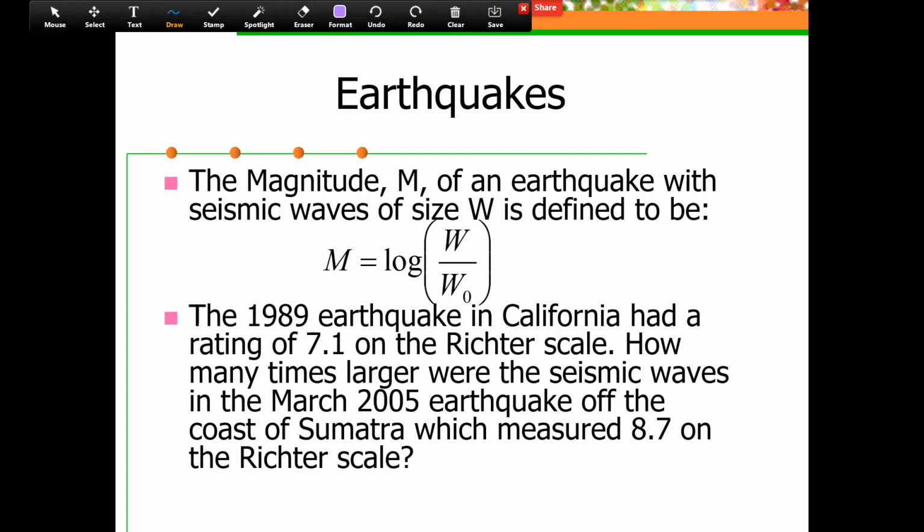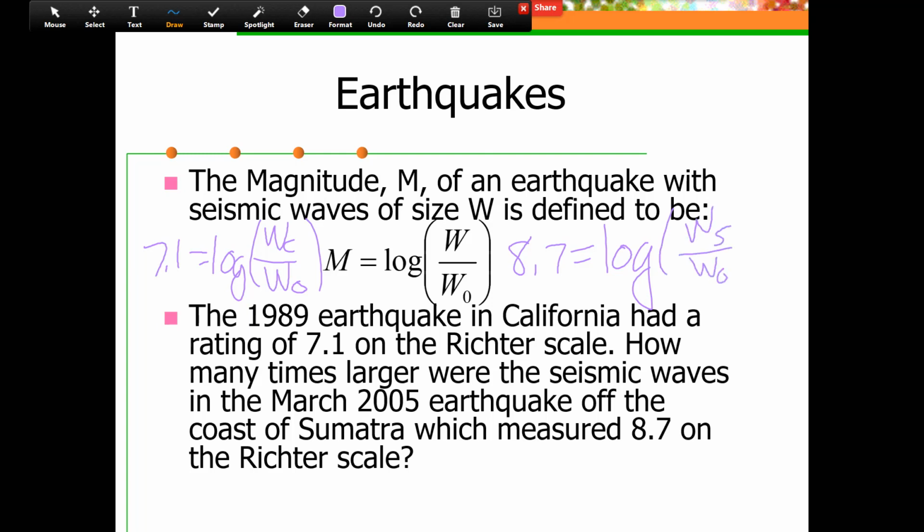So we're going to go ahead and plug in what we know for each earthquake. Your California one, the magnitude of that was a 7.1, and that's going to equal the log of the California one over this standard wavelength. For the other one, we have 8.7 equals the log of its wavelength divided by the standard one.